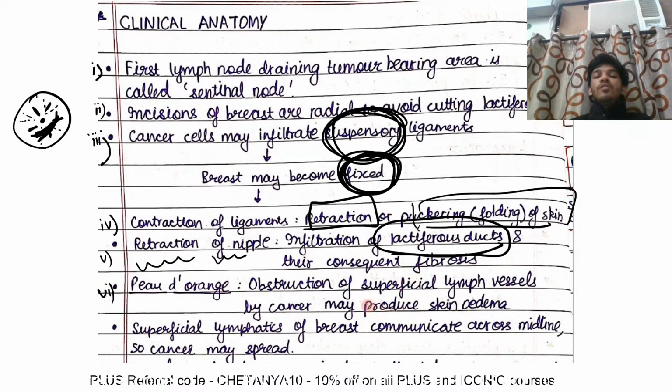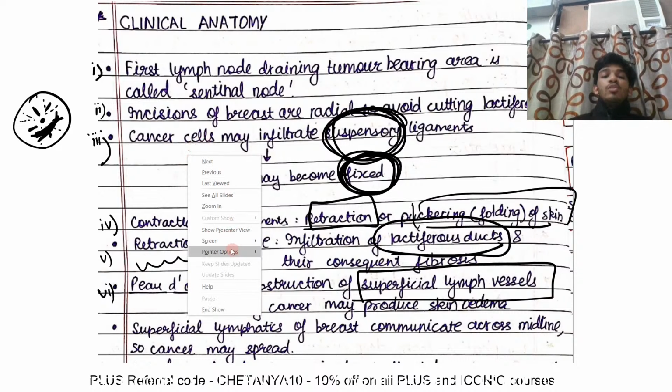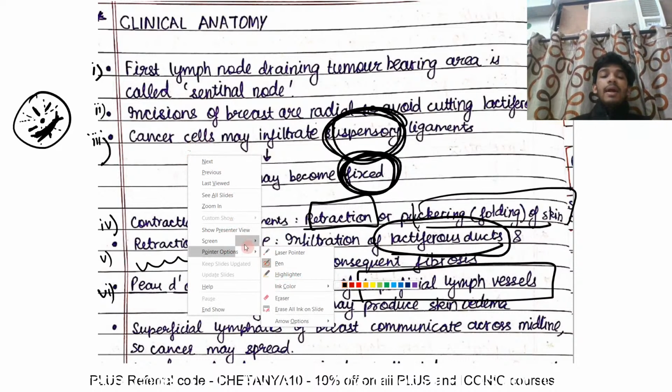Now, obstruction of superficial lymph vessels will cause edema, and that edema will cause peau d'orange. It means that the breast starts to appear like an orange. Okay, so I've told you three things. Please keep those three things in mind. Let me summarize those three things for you.